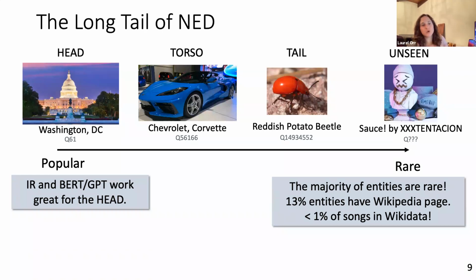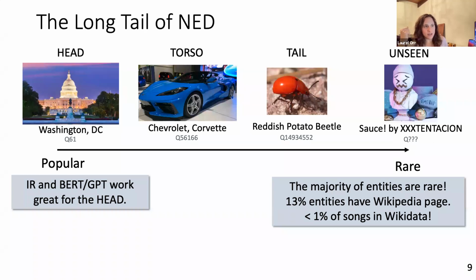Now, these are followed by torso entities, and these are terms that I've created here that are less frequent than head entities. Then on the other end of the spectrum, we have what we're calling tail and unseen entities, which I sometimes call toe entities, just to fit in line with the body part theme here. And these are those that appear very infrequently or not at all in training data.